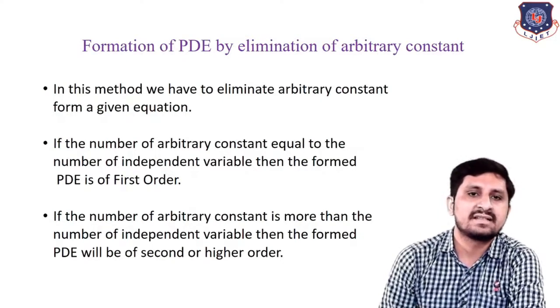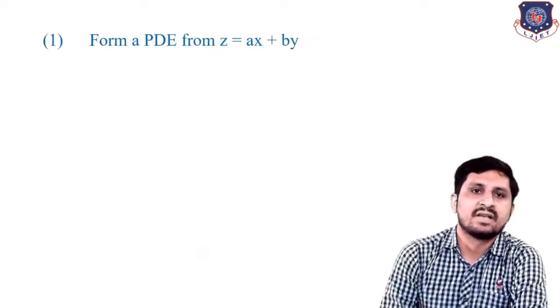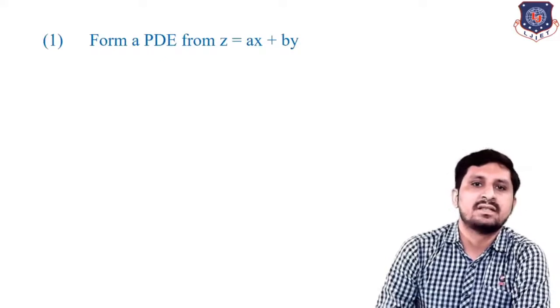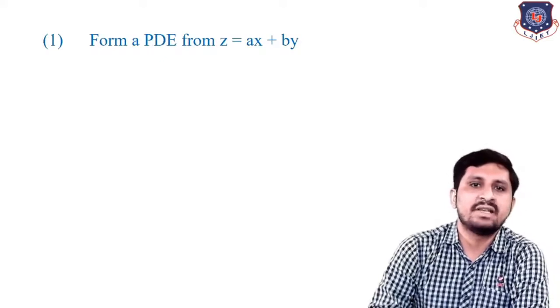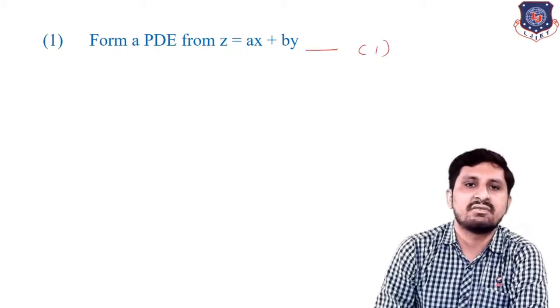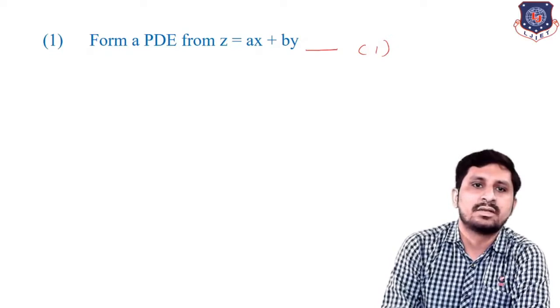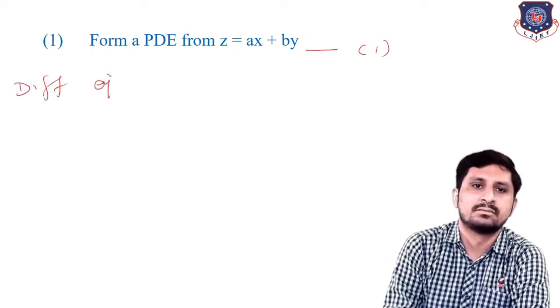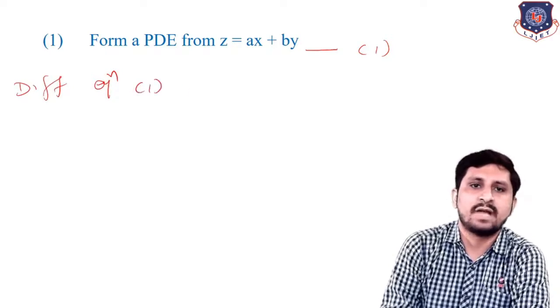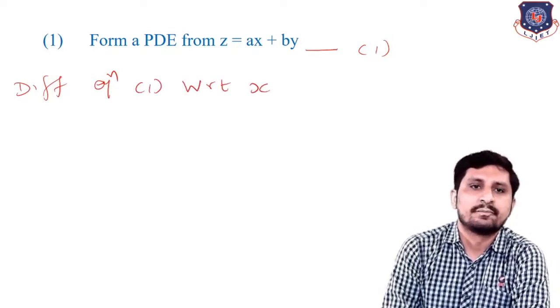So let's solve some examples of this topic. First example: form PDE from z is equal to ax plus by. Call it equation number 1. First of all, this is our equation number 1. Now differentiate equation 1 with respect to x on both sides.